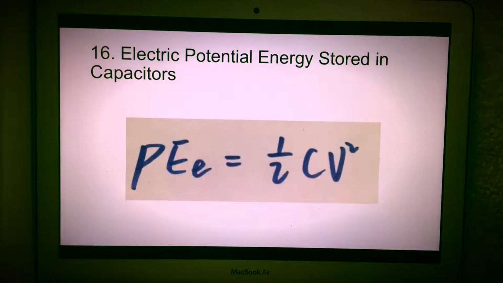Number 16, the electric potential energy stored in capacitors. The potential energy formula equals 1/2 CV squared. C is the capacitance and V is the voltage between the parallel plates of the capacitor.